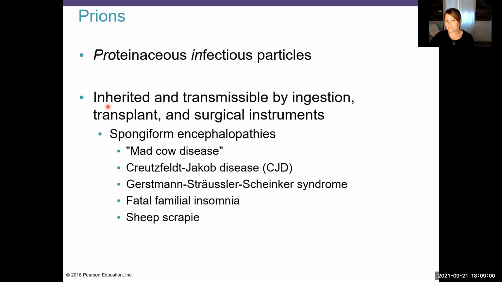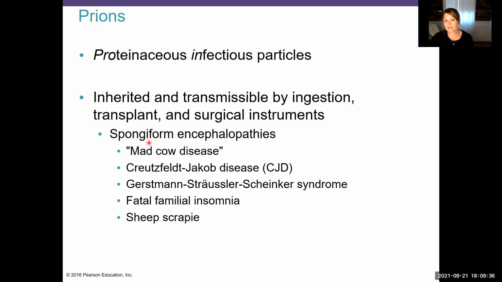Okay, so how do we get them? So they're either inherited. So we might inherit this from a parent, and they're transmissible. They can be shared either by ingestion. So you're eating something that contains prions, a transplant. So if you get a transplant with some kind of tissue that contains these proteins, you can get them that way. By surgical instruments. So if the surgical instruments have prions on them, you can get infected with them if you undergo a surgical procedure.